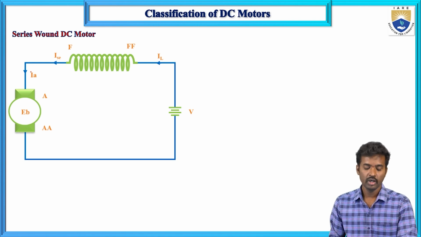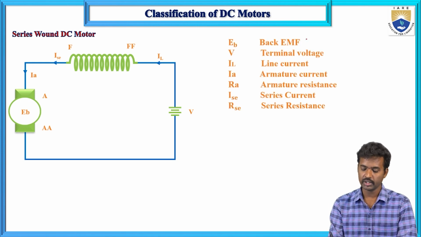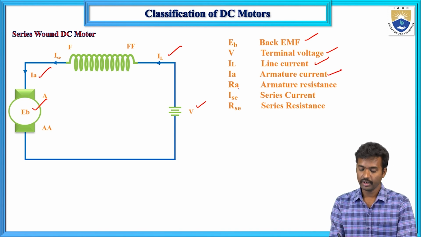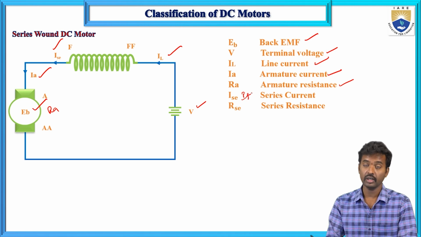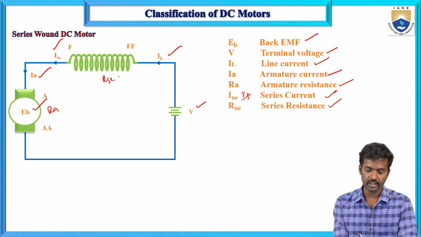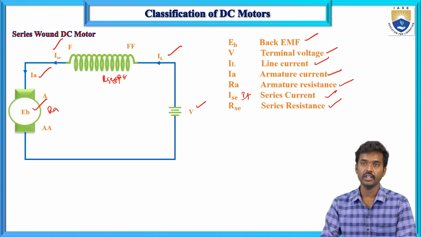This is most important. The terms related to this: EB is the back EMF, V is the terminal voltage, IL is the line current, IA is the armature current, RA is the armature resistance, and I series is the series current, or we can call it IF, and R series or RF. If it is shunt, that is ISH. If it is series, that is I series. Both are field windings.